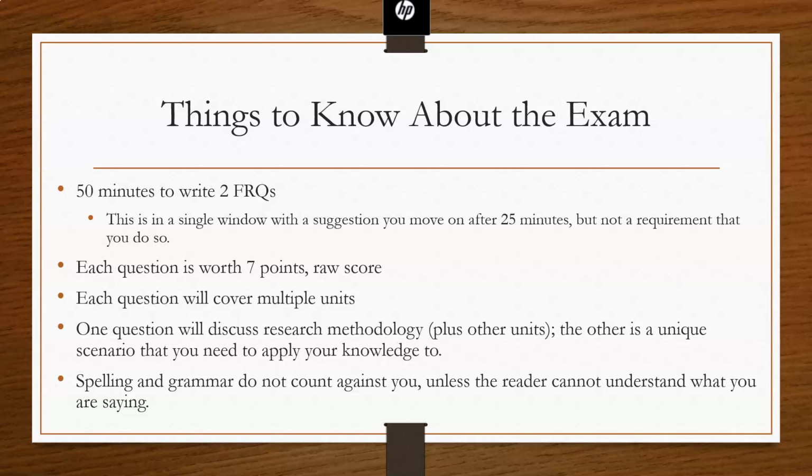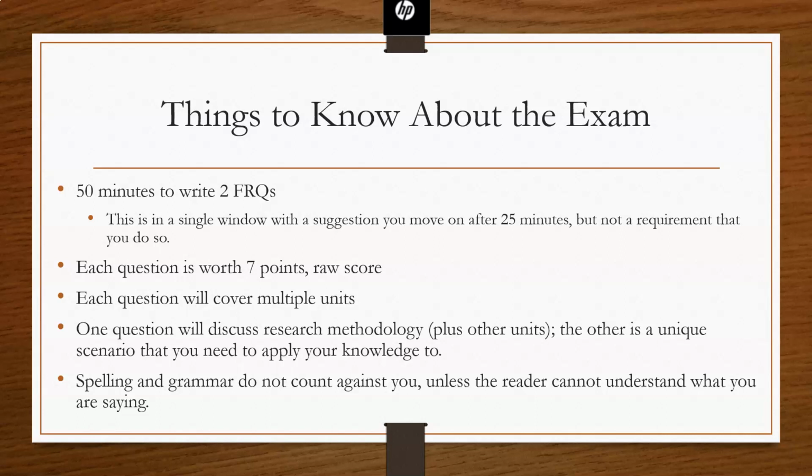Each question is going to be worth 7 points on your raw score. One of the things you've got to know about AP exams is that they do a raw score and then scale it to give you the 1 to 5. That's what they actually send out to you and to colleges. Both questions are worth the same amount, 7 points, and the FRQs are worth 1/3 of your overall score in terms of weighting.